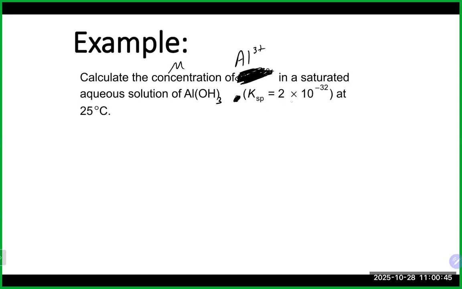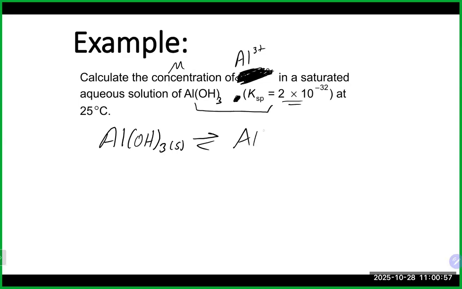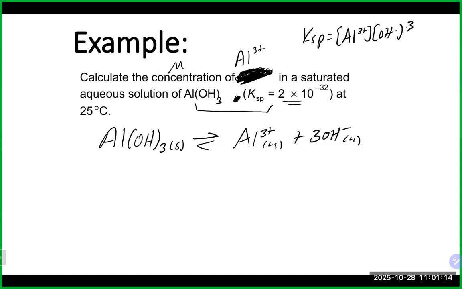And we do have a Ksp given to us, so we do know that it's a solid. So we'll set up our ICE table here. This is going to break apart into an aluminum, and we will get 3 hydroxides in this case. Our Ksp would be the concentration of aluminum times the concentration of hydroxide, which we do need to cube. And that would equal 2 times 10 to the minus 32.